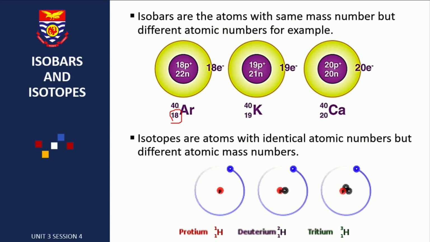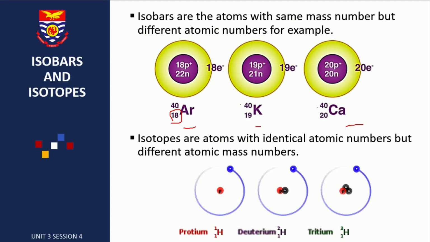So considering elements like argon, potassium, and calcium, they tend to have the same mass number of 40, 40, and 40, but different atomic numbers. That is 18 for argon, 19 for potassium, and 20 for calcium.